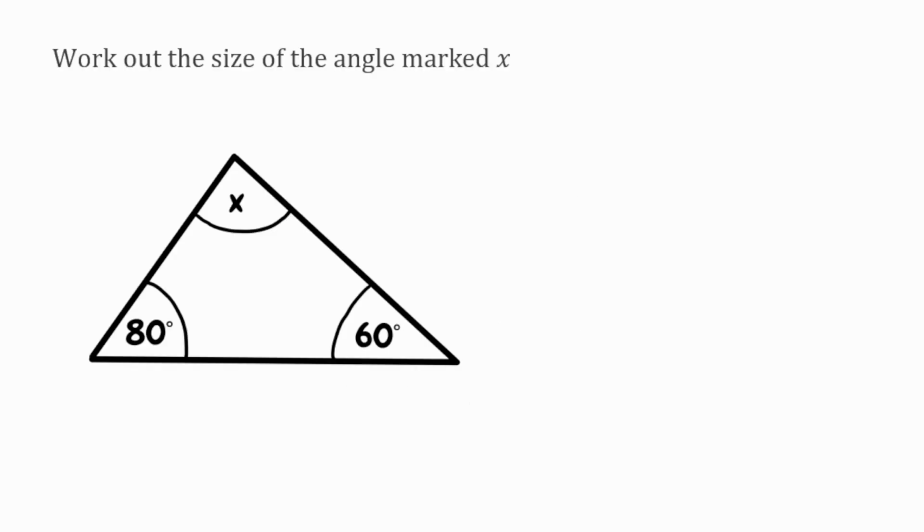For this first question, we want to find the size of the missing angle marked x. We know that all of these angles added together, because it's a triangle, will add up to 180 degrees. So what we do in this scenario is add the angles together that we already know. We're going to take that 80 and add on the 60. 80 add 60 is 140. So those two angles add up to 140, and the only angle left is the angle x.